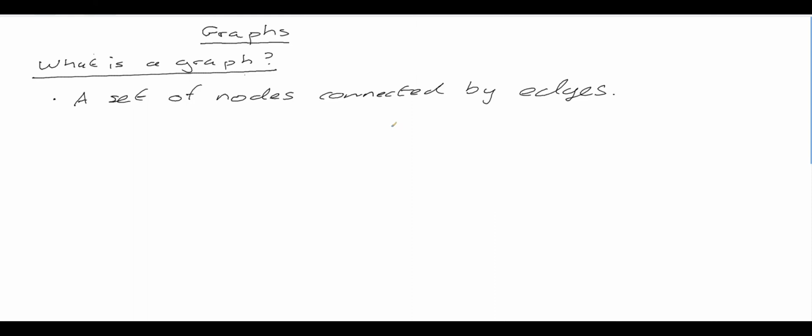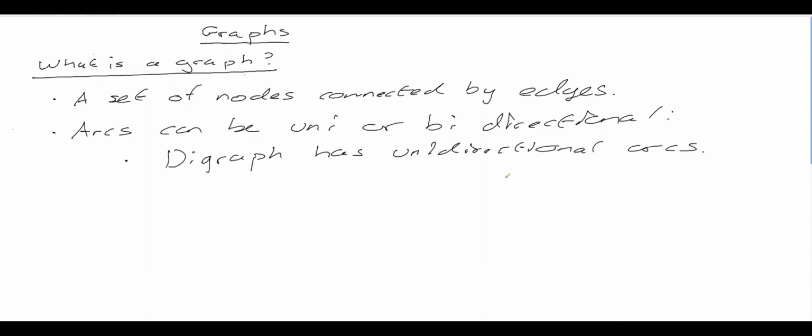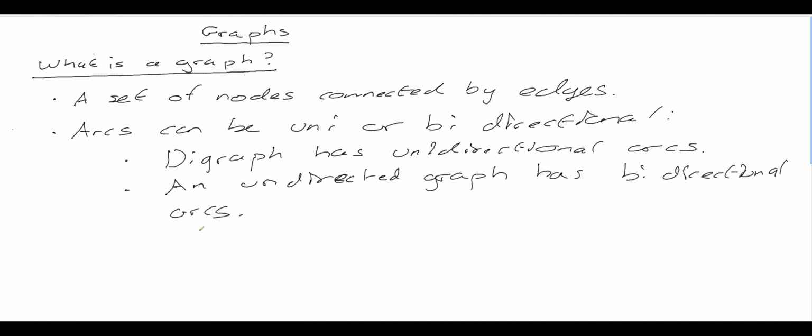The arcs in a graph can be uni or bidirectional depending on the type of graph. So a digraph has unidirectional arcs, and that means that you can only move along an arc in a single direction. And an undirected graph has bidirectional arcs. So in an undirected graph you can move along the arcs in either direction. And a digraph is sometimes also called a directed graph.